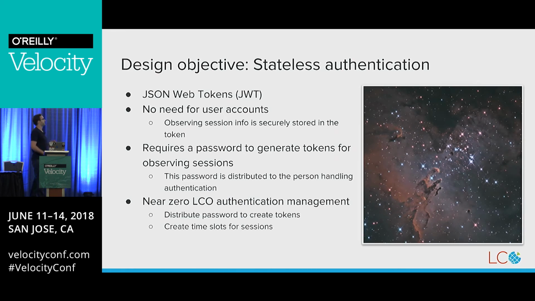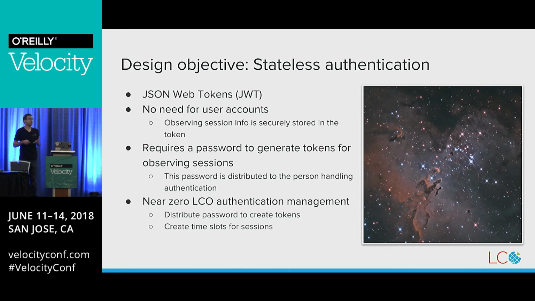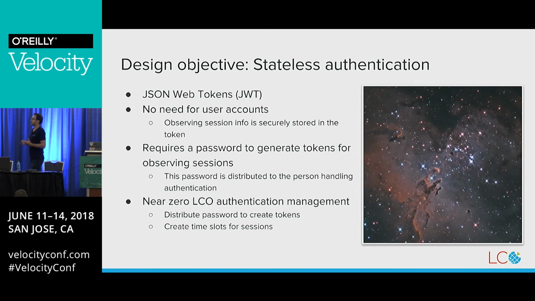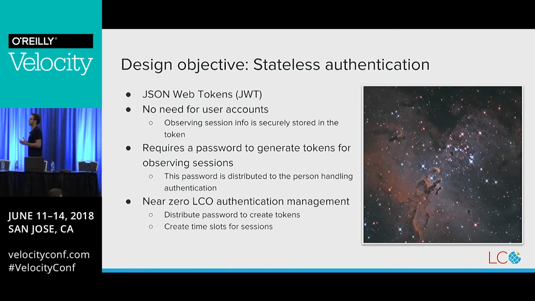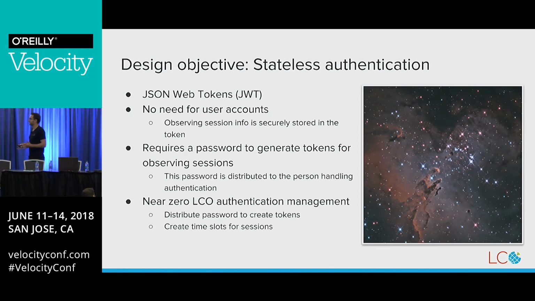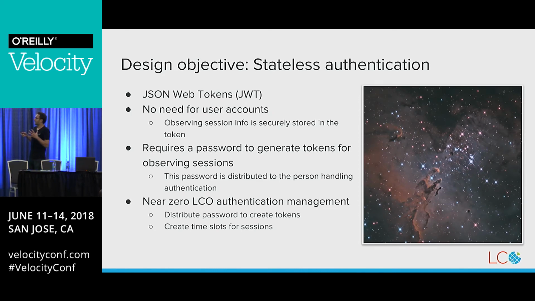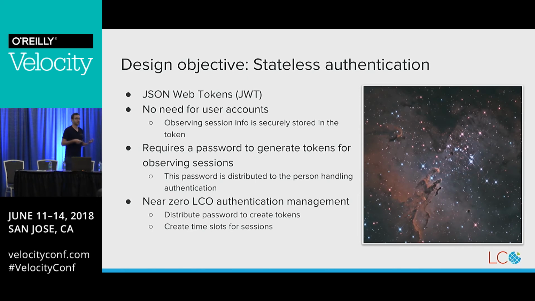Next design objective, stateless authentication. We don't want to handle user accounts, so what we chose to securely distribute these observing sessions are JSON web tokens. JSON web tokens mean we have no need for user accounts. We're able to have observing session information securely stored inside of these tokens, so we don't have to worry about comparing or validating them against different credential stores.